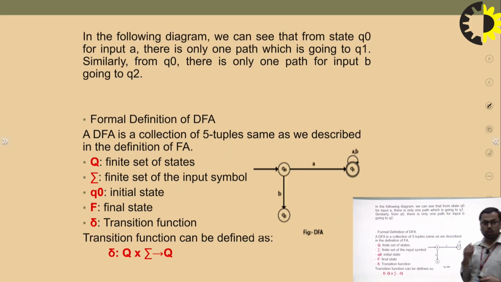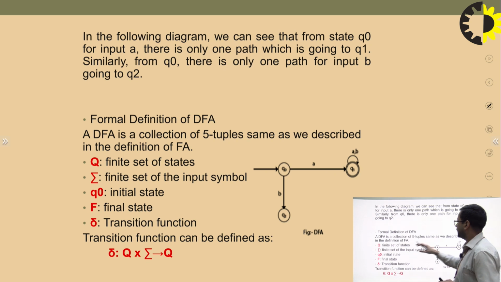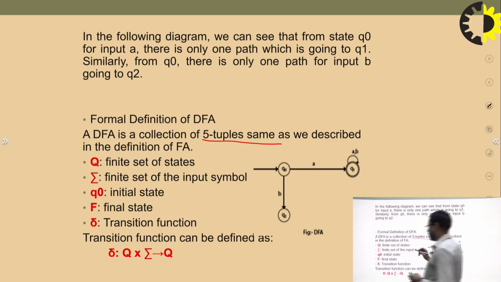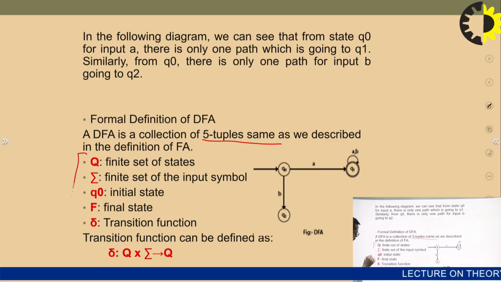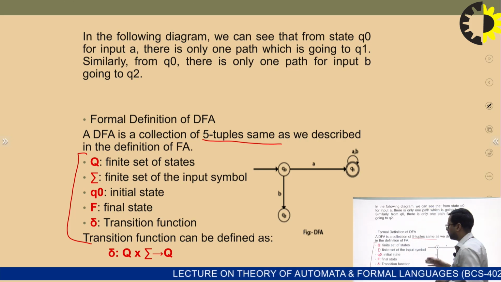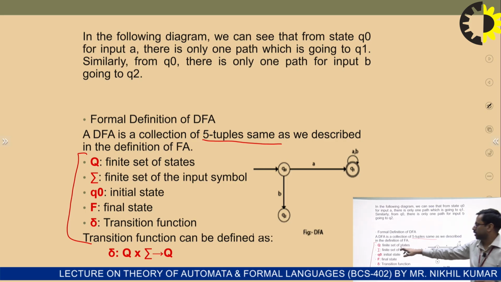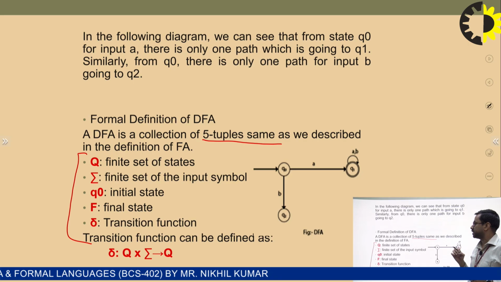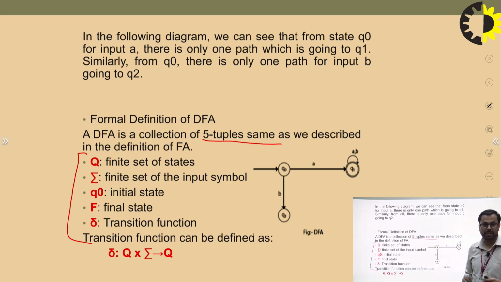So the formal definition of a DFA contains a collection of 5 tuples. As discussed here, it is the 5 tuples we use every time to describe the finite automata DFA. It starts with the term capital Q, that is the finite set of states. Actually, that is the non-empty finite set of states.